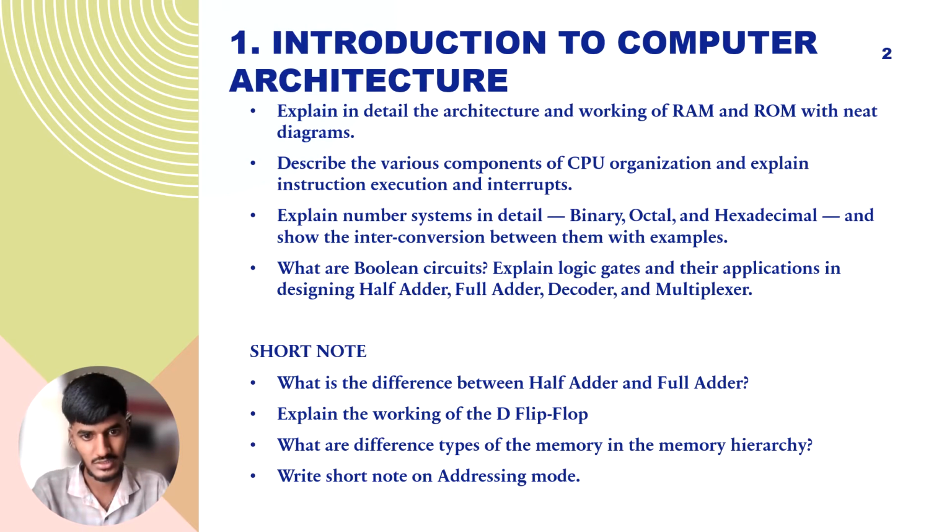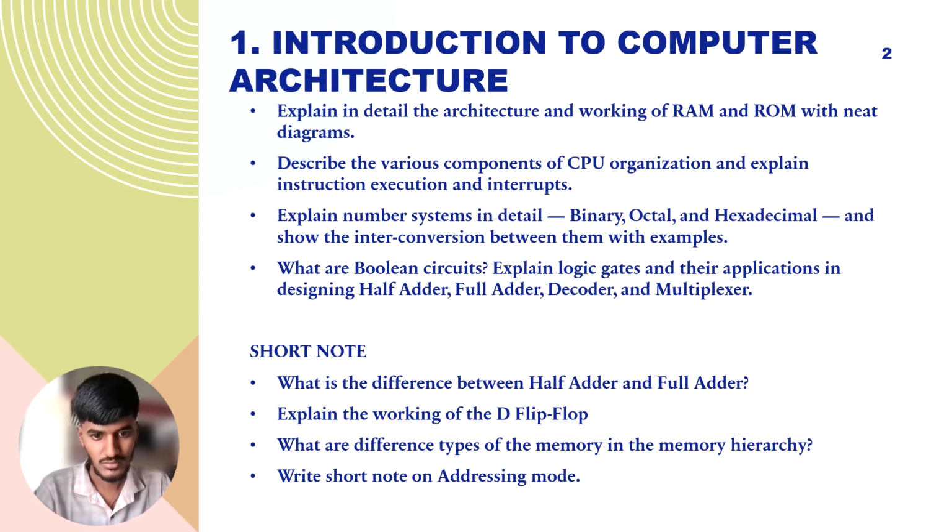The second one is describe the various components of CPU organization and explain instruction execution and interrupt. Then the third one is explain number systems in detail, binary, octal, and hexadecimal, and show the conversion between them with examples. The last one is what are Boolean circuits? Explain logic gates and their application in designing half adder, full adder, decoder, and multiplier.